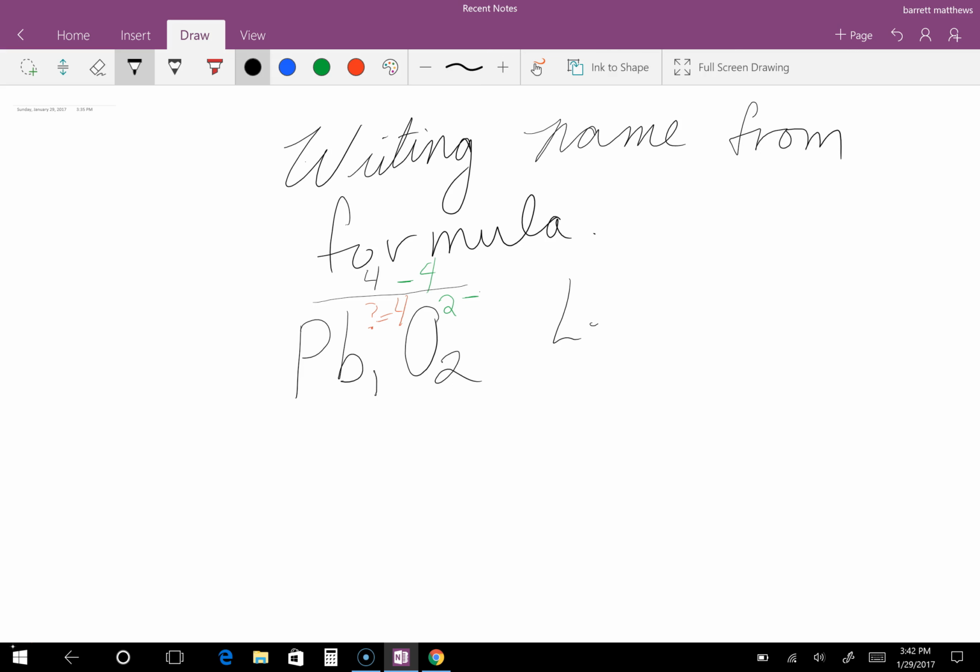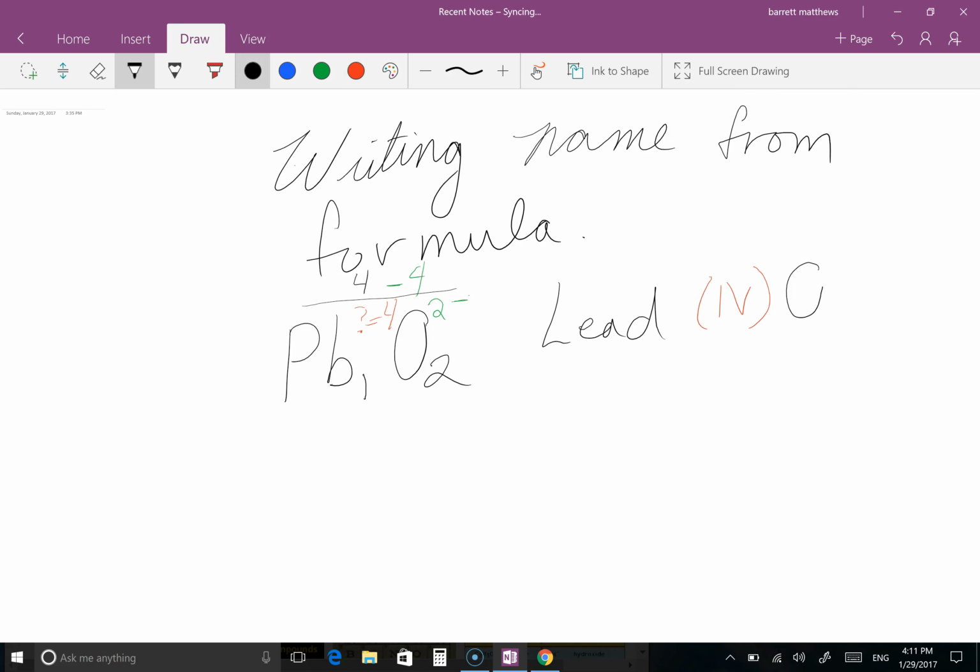So I will write lead first, lead, and then the 4 will go in the middle, Roman numeral 4, followed by oxide, and that is how we name it. Notice that we used the 4 here, which came from there.